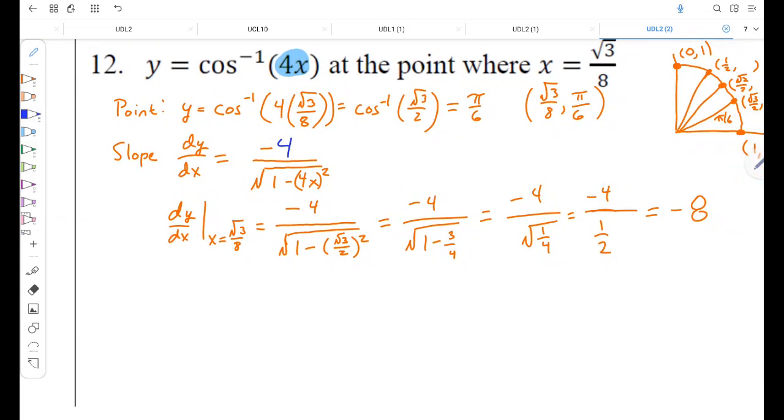Finally, we can write our tangent line equation. We have everything we need. y equals negative 8 times the quantity x minus our x value, which is root 3 over 8, and then plus pi over 6. Cool. All right. The only thing we have left to do is to jump into Desmos and check this. So we'll go ahead and do that.